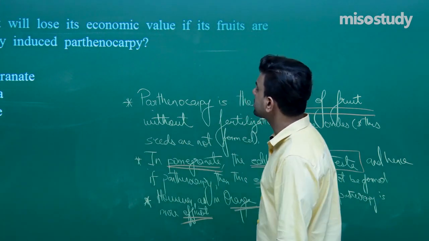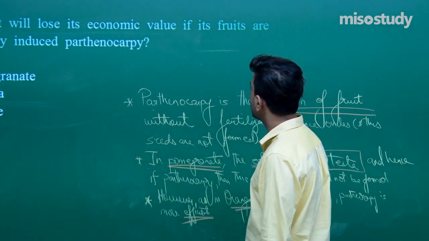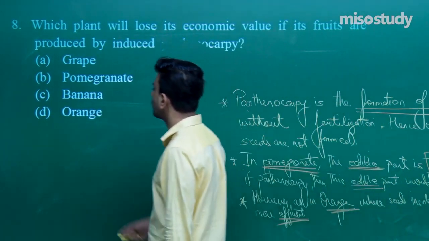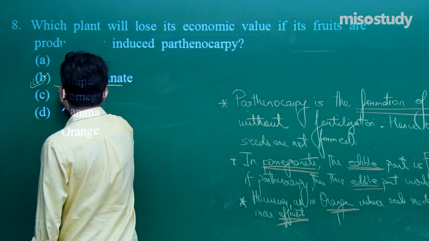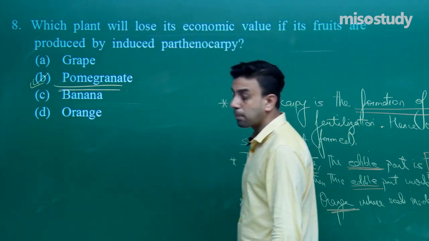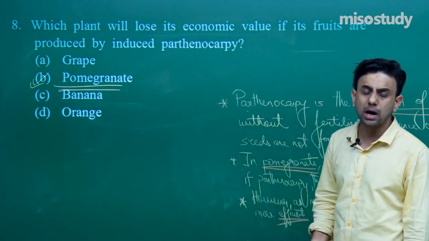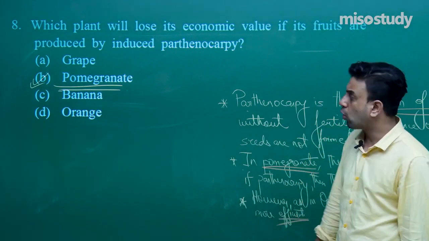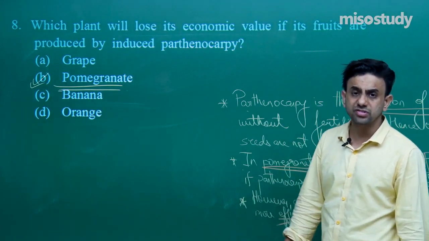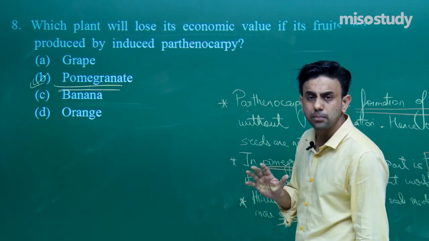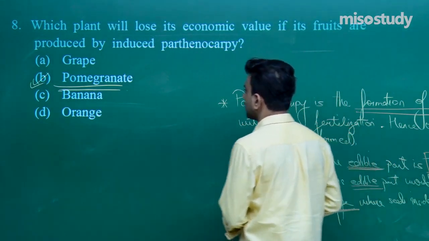So, which plant will lose its economic value for its fruits if its fruit are produced by induced parthenocarpy? That will be pomegranate. The reason being, the edible part in the pomegranate is the testa, and if parthenocarpy occurs, then no ovary, no ovules formed, no seed, and hence pomegranate would be of no economic importance, right.